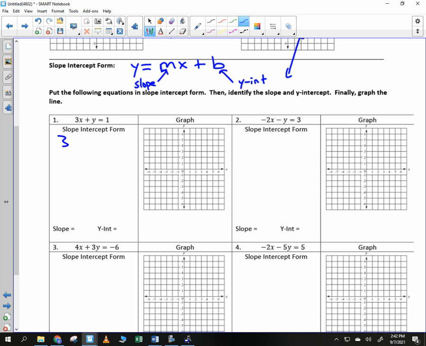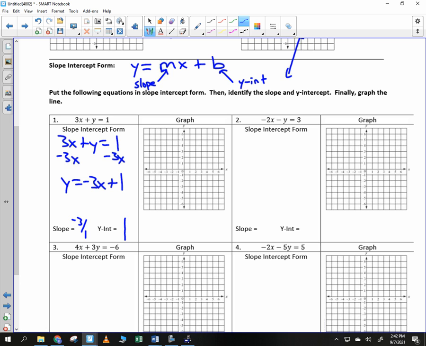Here we have 3x plus y is equal to 1. So we're going to use this space to solve for y. I subtract 3x from both sides. I get y is equal to negative 3x plus 1. Can I combine the negative 3x and the 1? No, they're not like terms. What's my y-intercept? My y-intercept is 1. What is the slope? Negative 3 over 1.